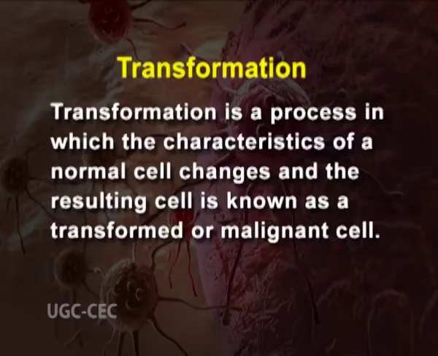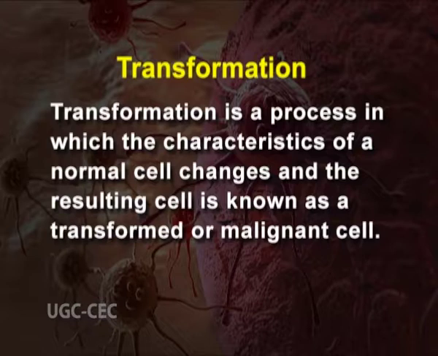Normal cells inside the body get transformed to malignant cells due to various reasons. Transformation is a process in which the characteristics of a normal cell change and the resulting cell is known as a transformed or malignant cell. Transformation may occur in cells due to physical carcinogens such as ultraviolet light and ionizing radiations, chemical carcinogens such as DNA alkylating reagents, and viruses, for example, SV40 and polyoma viruses. They can also induce malignant transformation in the cells.